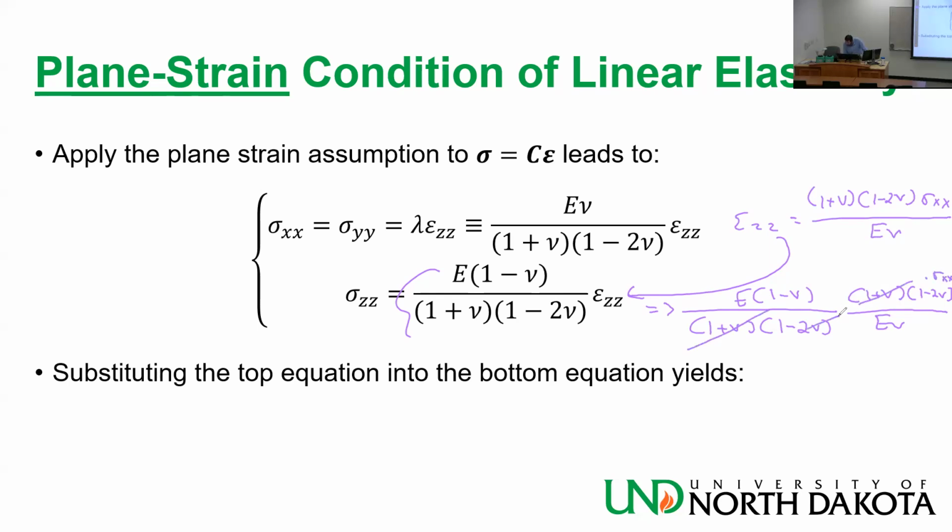This cancels out with this, cancels out with this, cancels out with this, and you end up with sigma zz equal to, yeah, sigma xx or sigma yy. Okay, I think this is what the slide will show. Yes, excellent. Oh, yeah, it's rearranged. Yeah, correct. Okay.